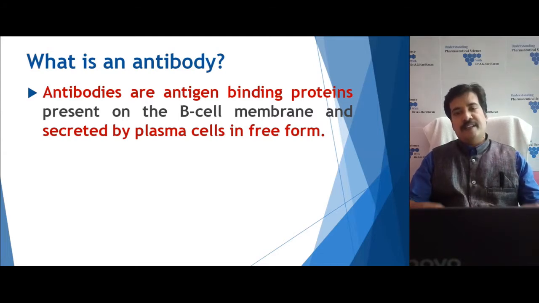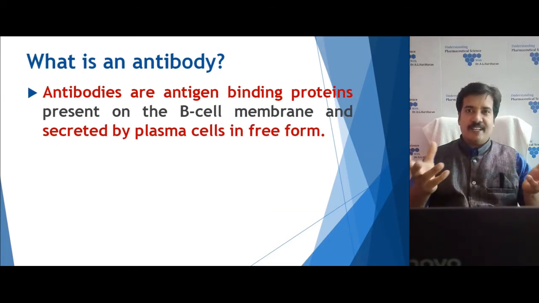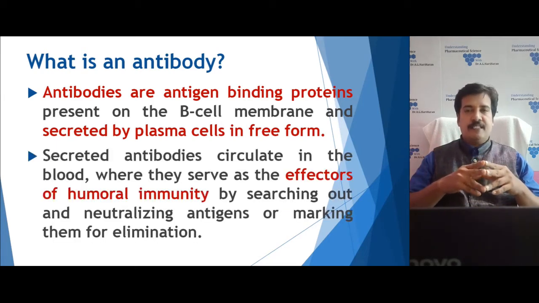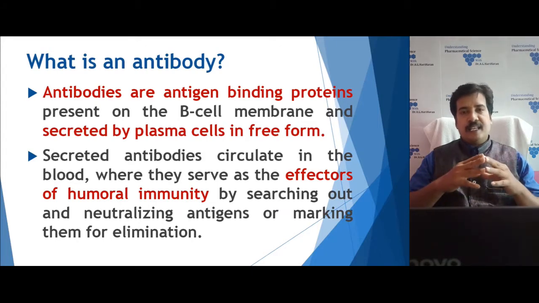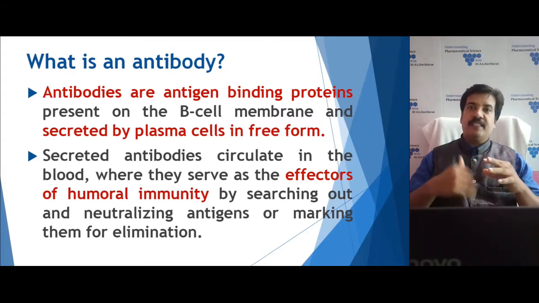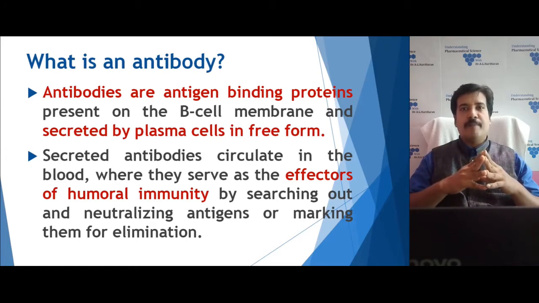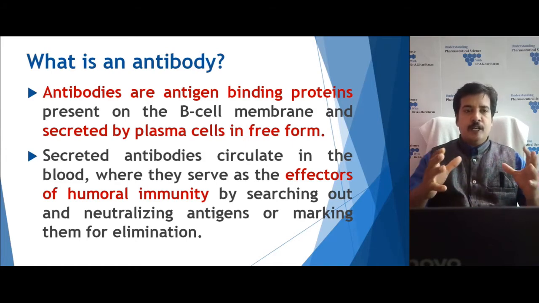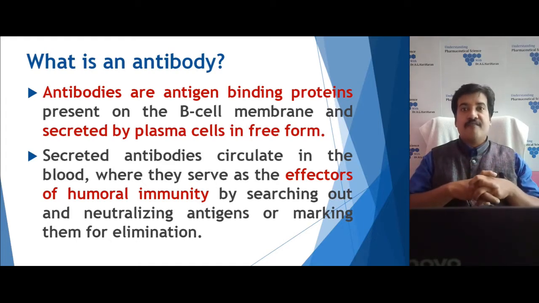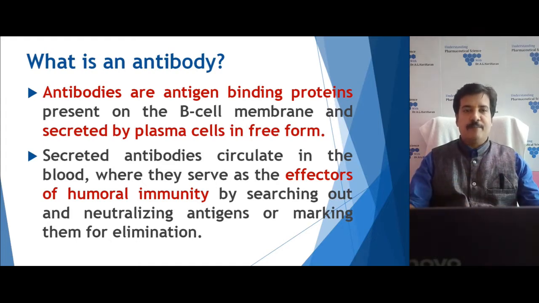What happens is that once the B lymphocyte gets activated, this activated B lymphocyte, otherwise called a plasma cell, secretes antibodies. These secreted antibodies circulate in the blood and help in the elimination of the antigen. Otherwise, they help in marking them by means of a process called opsonization, and help in the elimination by phagocytosis by the macrophages or the natural killer cell. So these antibodies serve as effector molecules of the humoral mediated immunity.